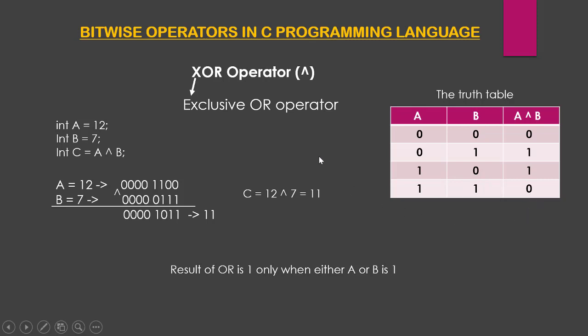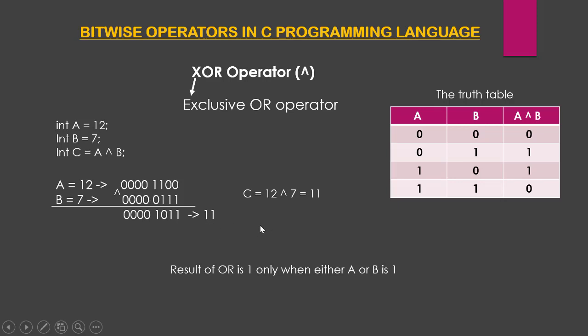If A and B were set equal to 12 and 7 respectively, then the result of A exclusive OR with B would be 11, as illustrated here. 0 XOR 1 is 1, 0 XOR 1 is 1, 1 XOR 1 is 0, 1 XOR 0 is 1. This is the result of the XOR operations between A and B, and it's equivalent to 11.